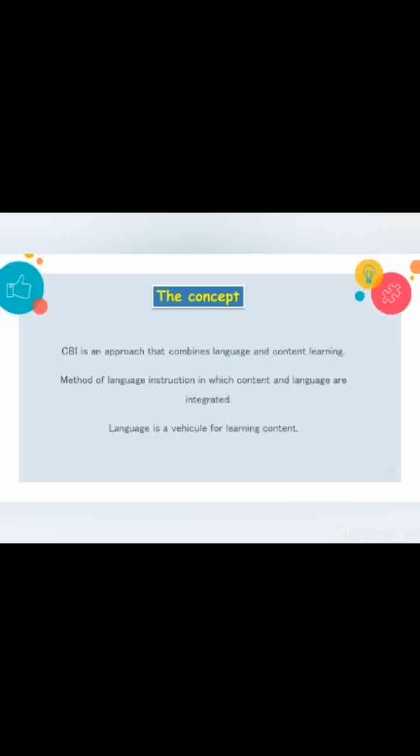And language is a vehicle or means for learning content. In other words, content-based learning is a teaching method that emphasizes learning about something, about concepts, about matters, about ideas, rather than learning about language itself. So the language here is a means of learning the content.